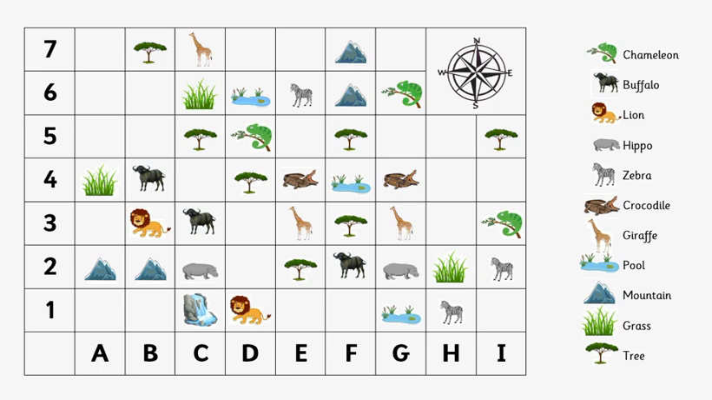Are you in box I1? Face north and go 3 spaces forwards. Now go 1/4 of a turn anti-clockwise. And go 2 spaces in the direction you're facing. What animal have you landed on?